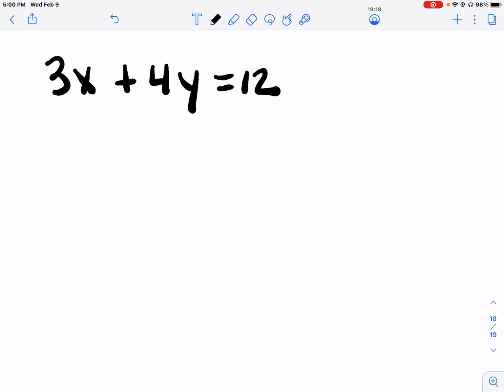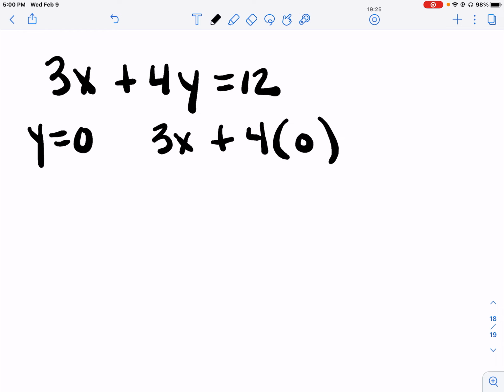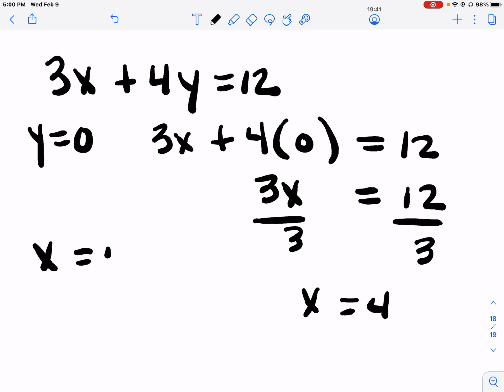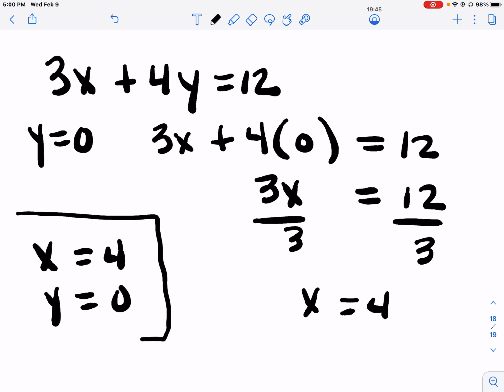Okay, the other one comes from letting y equal 0. Okay, 4 times 0 is 0, so we just get 3x equals 12. Divide, x equals 4. Okay, now we're going to write x first and then y, because that's how we write them, that's how we graph them. And that is the end of our review.